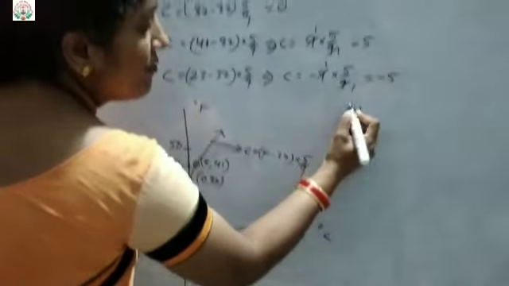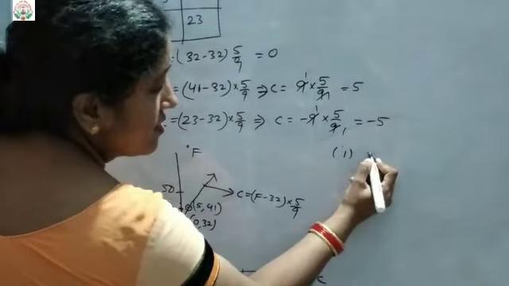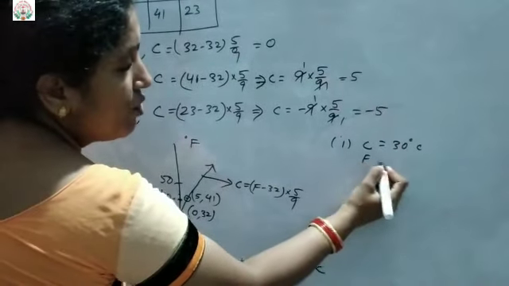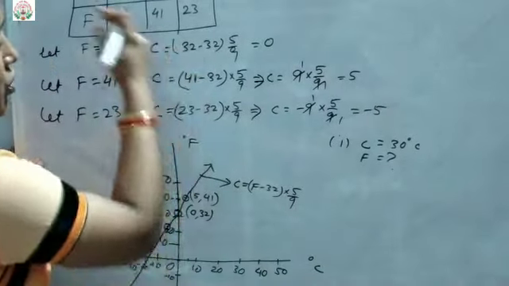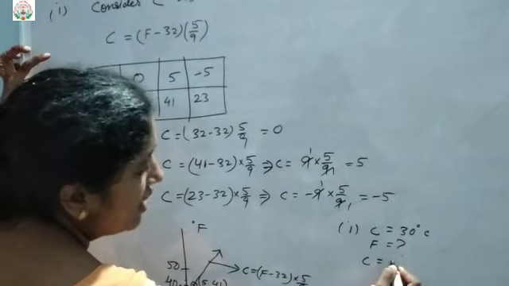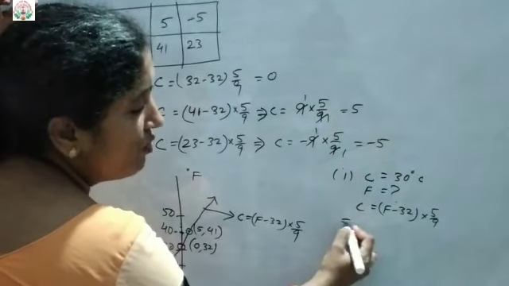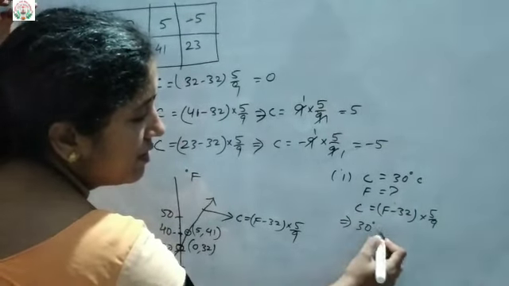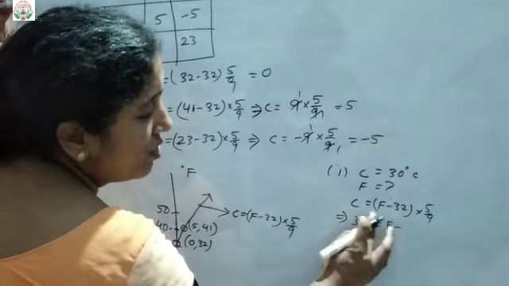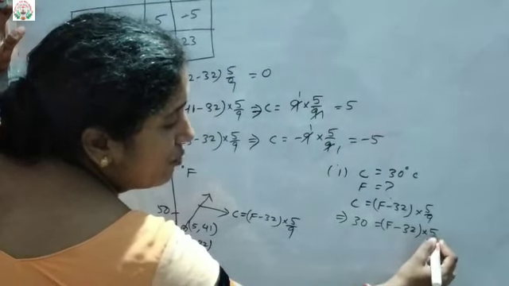So first one is, if the temperature is how much? 30 degree Celsius. C is 30 degree Celsius. What will be the Fahrenheit one? You have to find out. Okay. Now put the values in this equation. That is C equals to, what is the equation given? F minus 32 into 5 upon 9. Now put the values here. 30 degree equals to how much? F minus 32 into 5 upon 9.